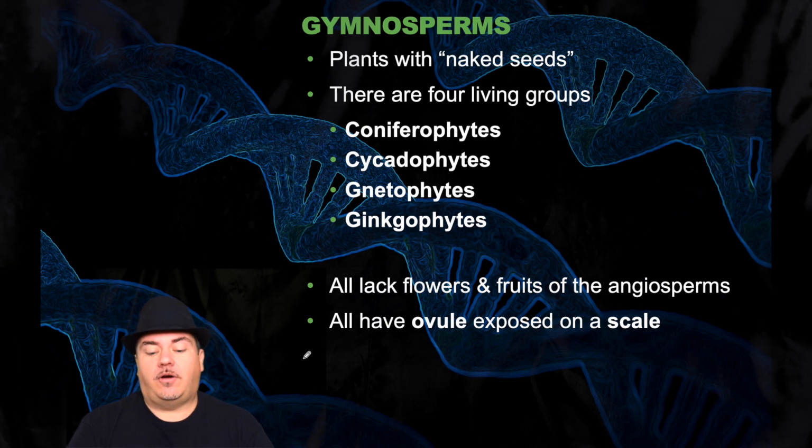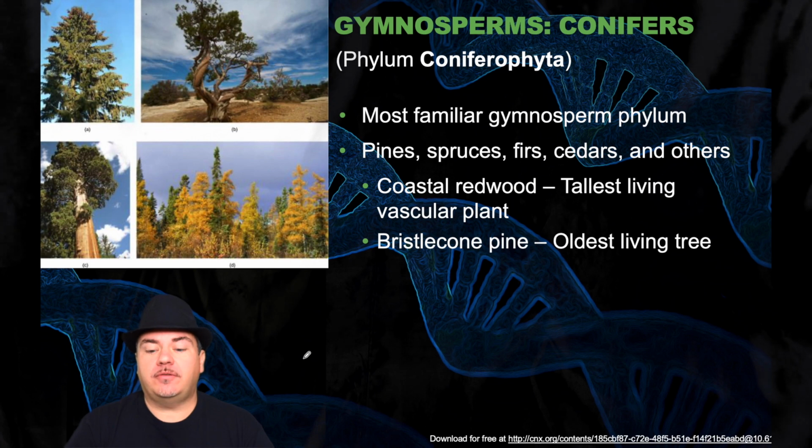The Gymnosperms all lack flowers and fruits, which the Angiosperms have, and they all have an ovule exposed on a scale. The first phyla of the Gymnosperms are the Conifers. These are the most familiar Gymnosperm phyla. So if you think about a Gymnosperm that you've seen yourself, you're most likely thinking of a conifer. These include pines, spruces, firs, cedars, and others.